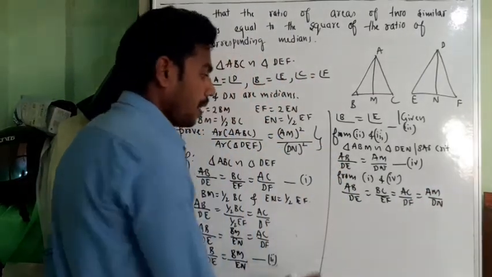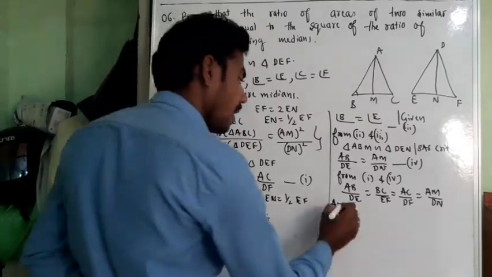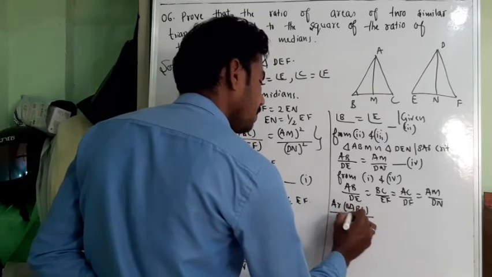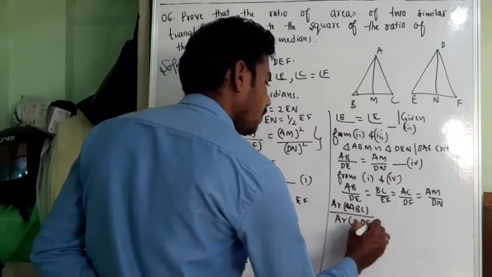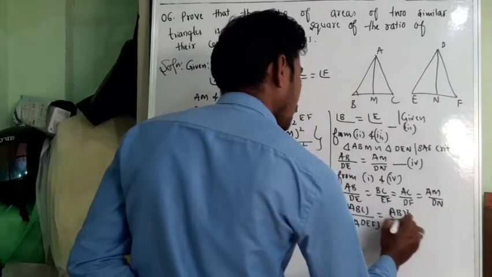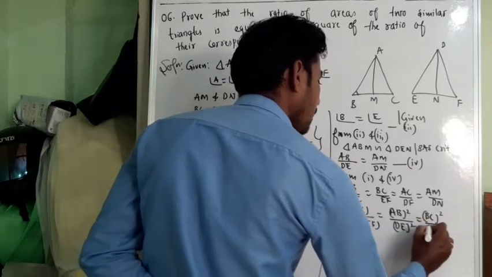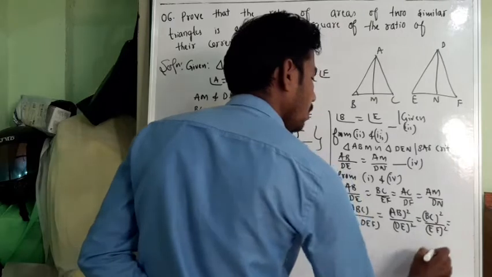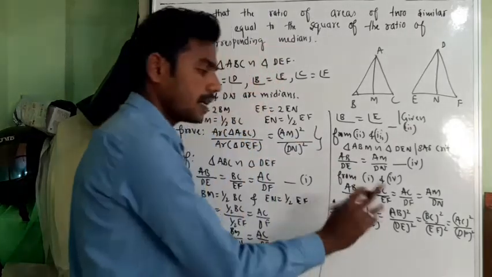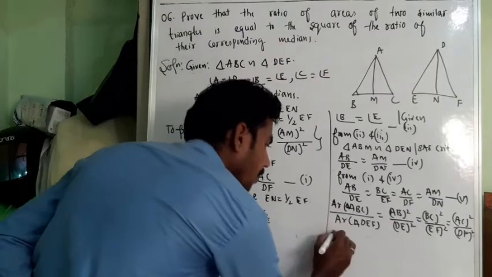Now, we know that triangle ABC is similar to triangle DEF. So area of triangle ABC divided by area of triangle DEF is equal to AB square divided by DE square, is equal to BC square divided by EF square, is equal to AC square divided by DF square. We have already studied it as a theorem. Let me call it equation number 5.